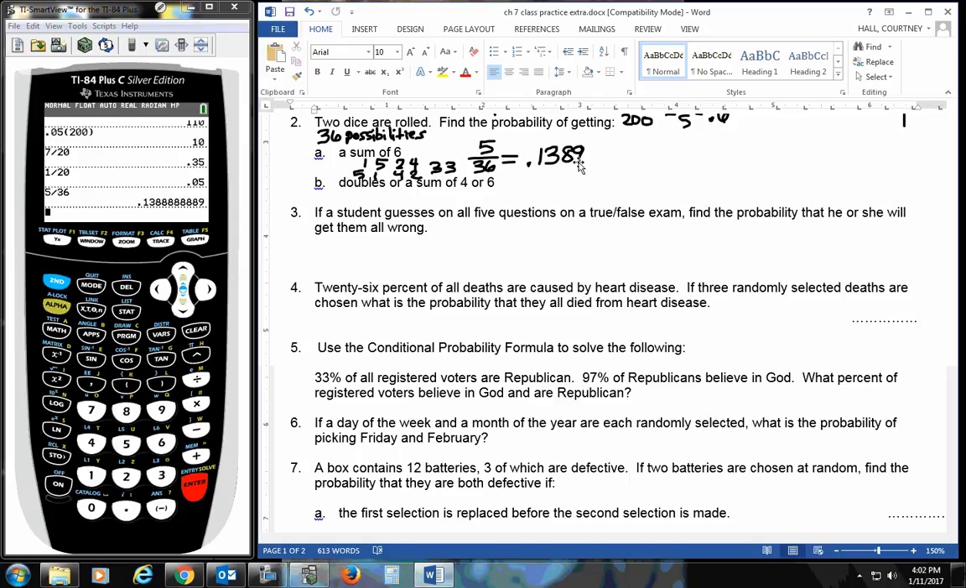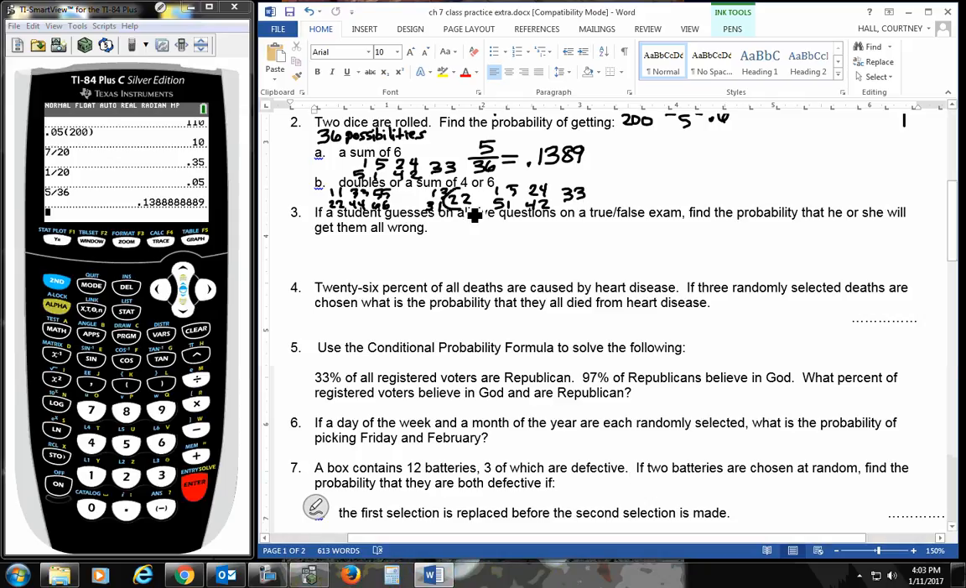So the possible doubles we could get: 1 with 1, 2 with 2, 3 with 3, 4 with 4, 5 with 5, or 6 with 6. Okay? Sum of 4, I could get 1 with 3, 3 with 1, or 2 with 2. To get 6, I could get 1 with 5, 5 with 1, 2 with 4, 4 with 2, or 3 with 3. The problem is we have double counted some stuff. So the 2 with the 2, I don't want to count it again. And then the 3 with the 3, I don't want to count it again because it's already been accounted for in the doubles. So for doubles, I have 6 possibilities.